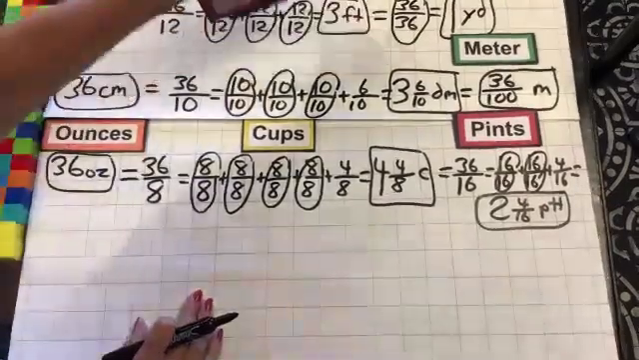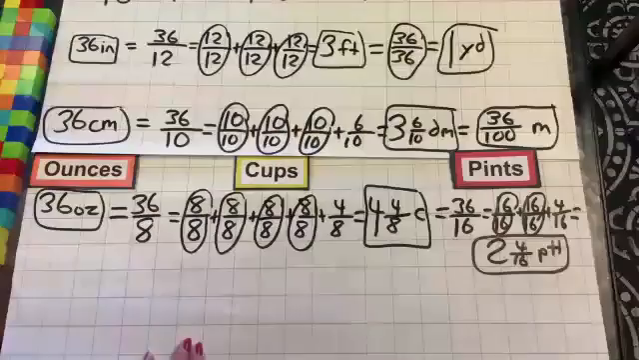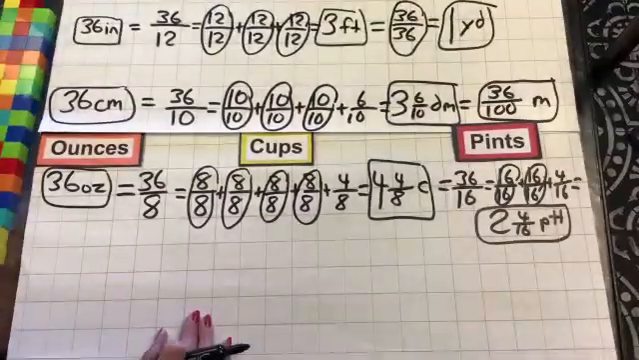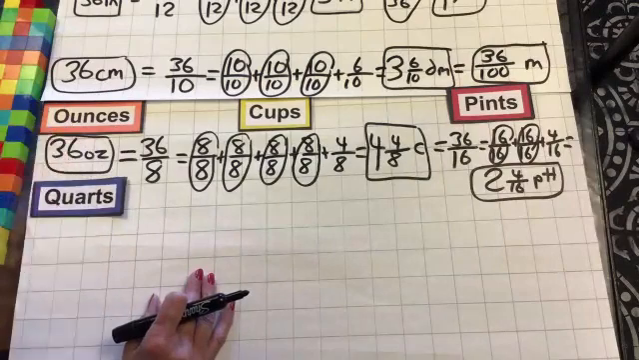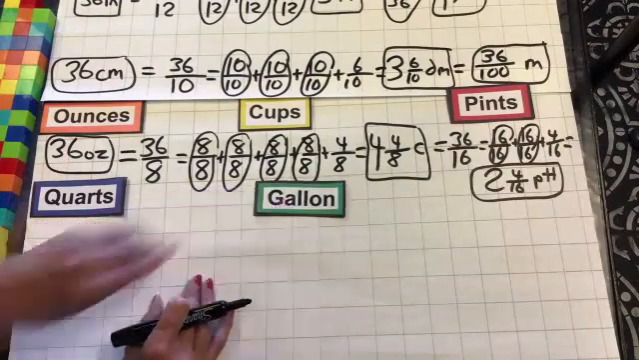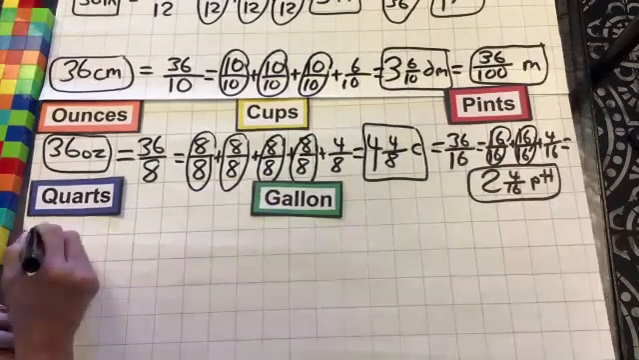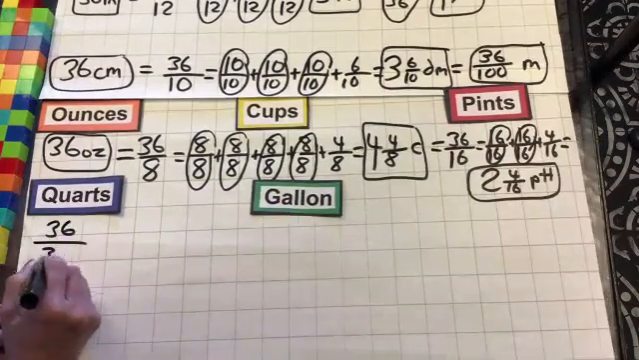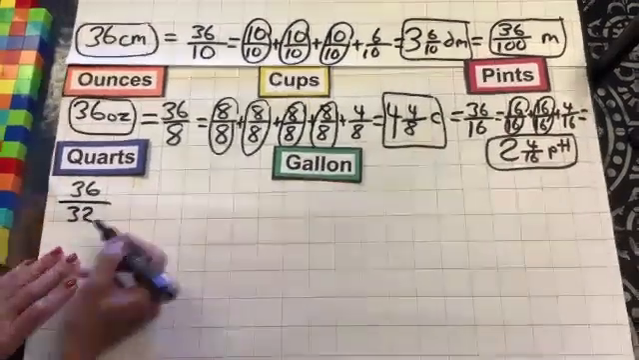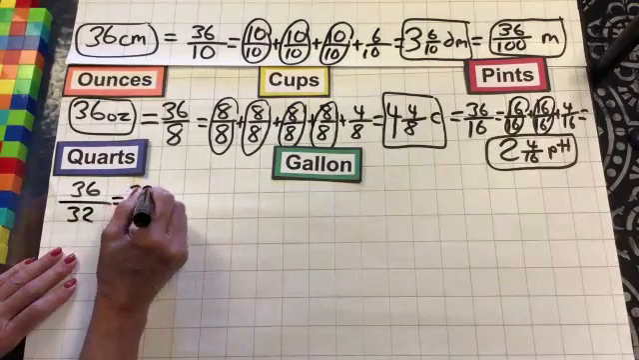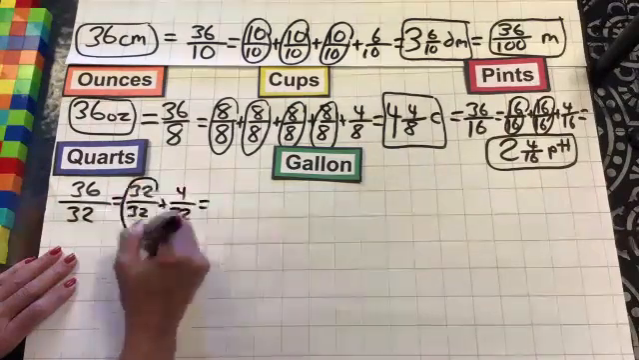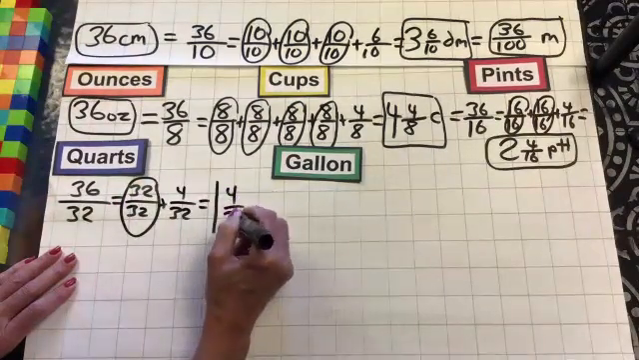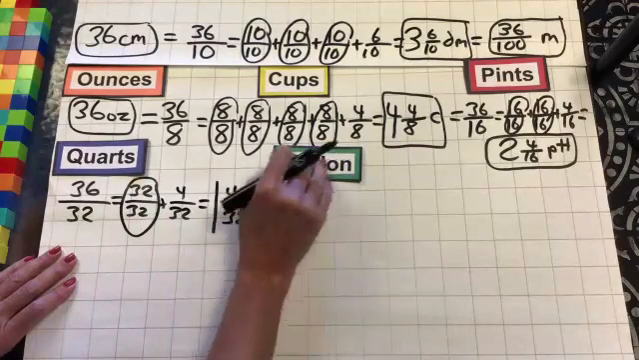Here we go. Let's go on to metric form of liquid measurement. Or no, I forgot. We got to do quarts yet, don't we? Here's the quarts. Quarts and gallons we still have to do. So it takes, let's see, 36 over 32 because it takes 32 ounces to make a quart. So we can break this apart into 32 over 32 plus 4 32nds equals 1 and 4 32nds of a quart.